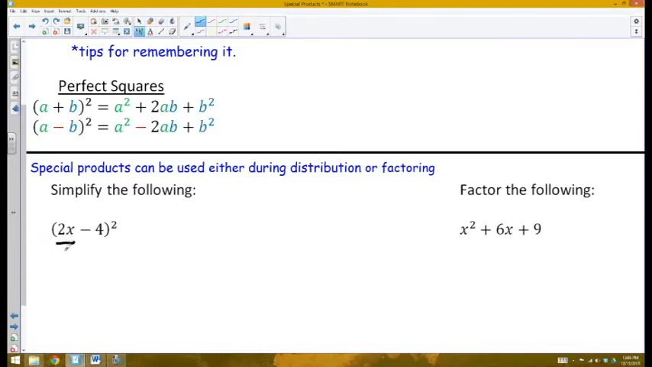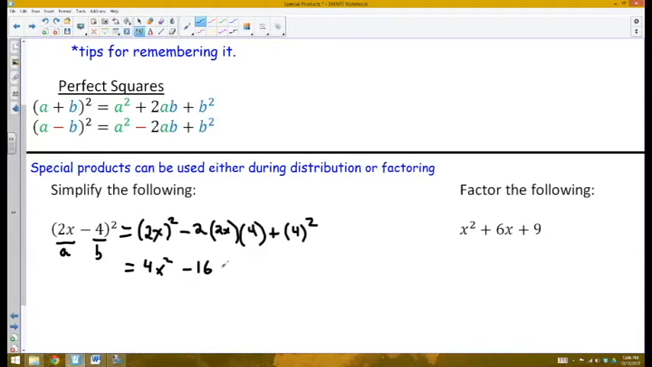In this case, my first term is 2x. That's representing the a in this formula. My second term, b, in this case is 4, and this is a subtraction, so I'll be using the subtraction pattern. When I apply this, this will equal my first term squared, which would be 2x all squared. Then, since it's a subtraction, I'll be subtracting a coefficient of 2 times the entire first term, which is 2x, times the second term, which is 4, plus my last term squared. When I simplify that all out, I end up with 4x squared minus 16x plus 16.